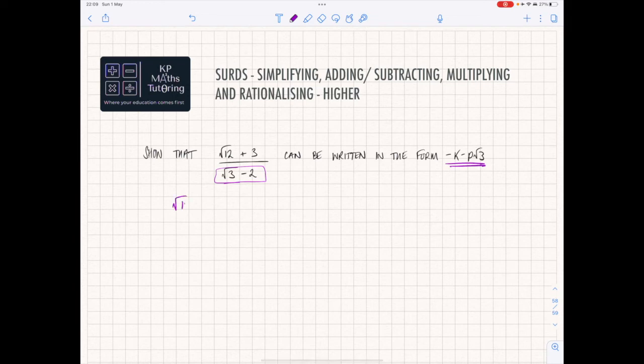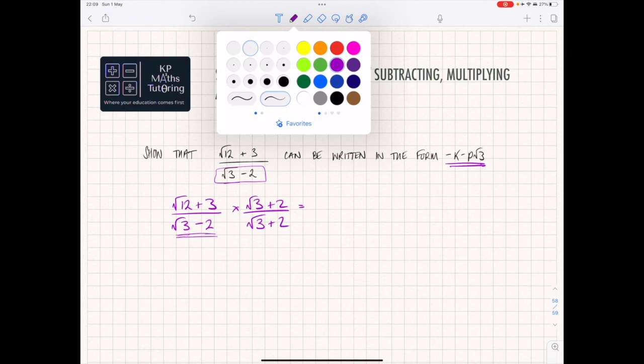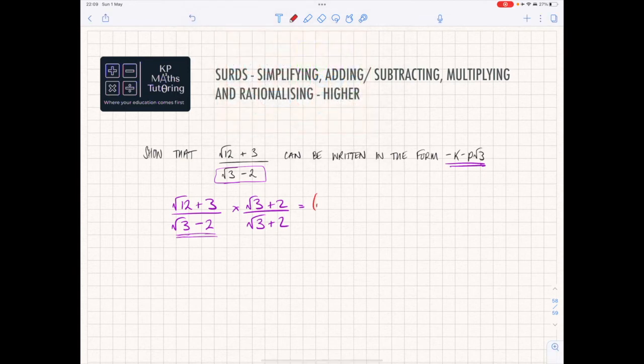And what I mean by that is root 12 plus 3, and then root 3 minus 2 gets multiplied by root 3 plus 2. So you multiply it by the opposite denominator, okay, but it's the opposite of the whole thing, and it will become clear as to why that works in a second. What you're basically saying here now is we've got a case of expanding brackets. So I write it out like this. This makes it a little bit easier to see.